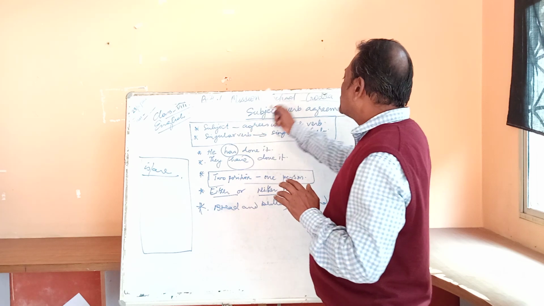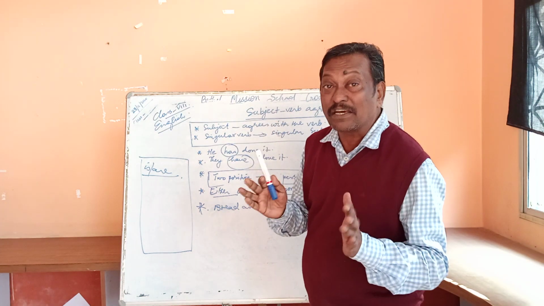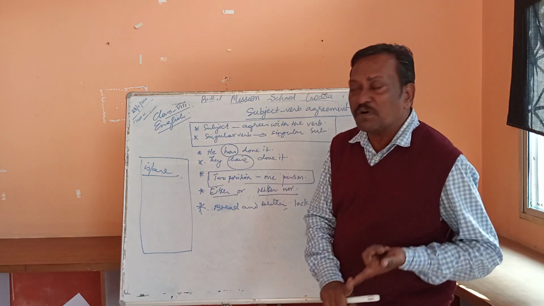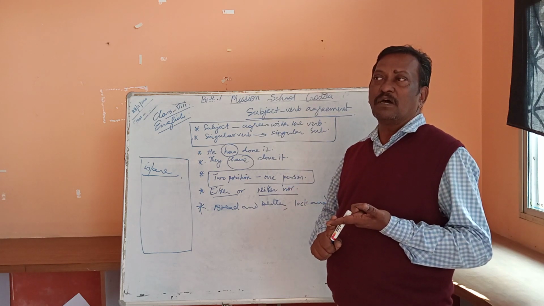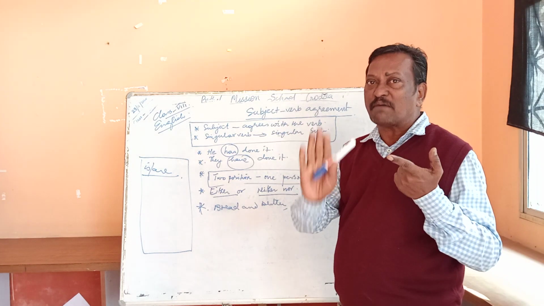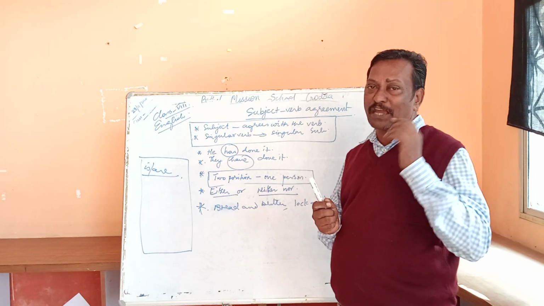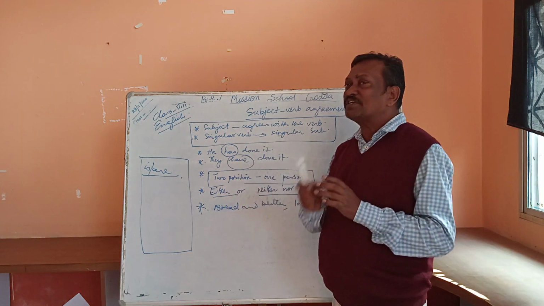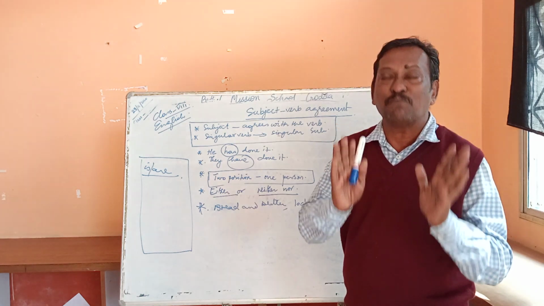So the subject should agree with the verb. For example, a singular verb will take a singular subject. A plural subject will take a plural verb. I remind you once again, a singular subject will take a singular verb and a plural subject will take a plural verb.